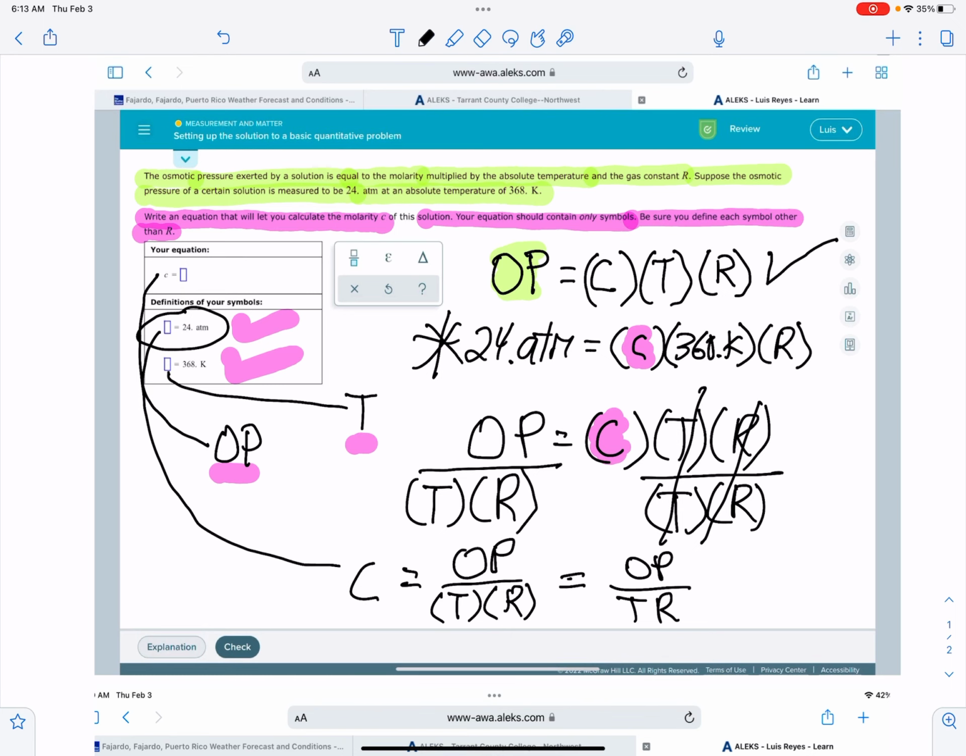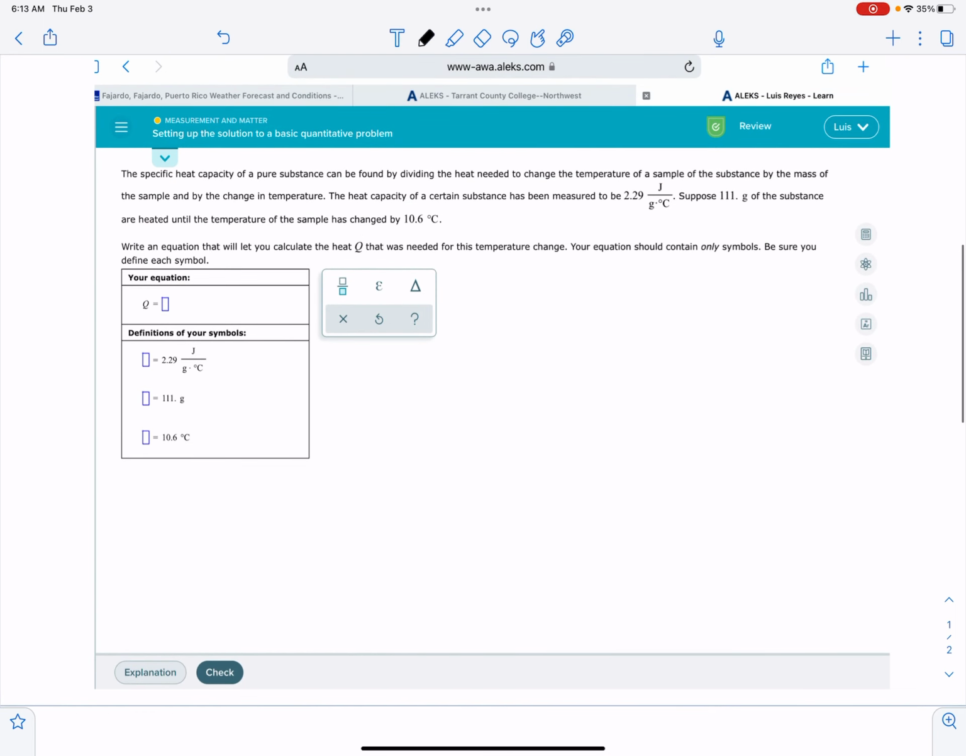So let's do another one. It's telling us that the specific heat of a pure substance can be found by dividing the heat needed to change the temperature of a sample by the mass of the sample and by the change in temperature.